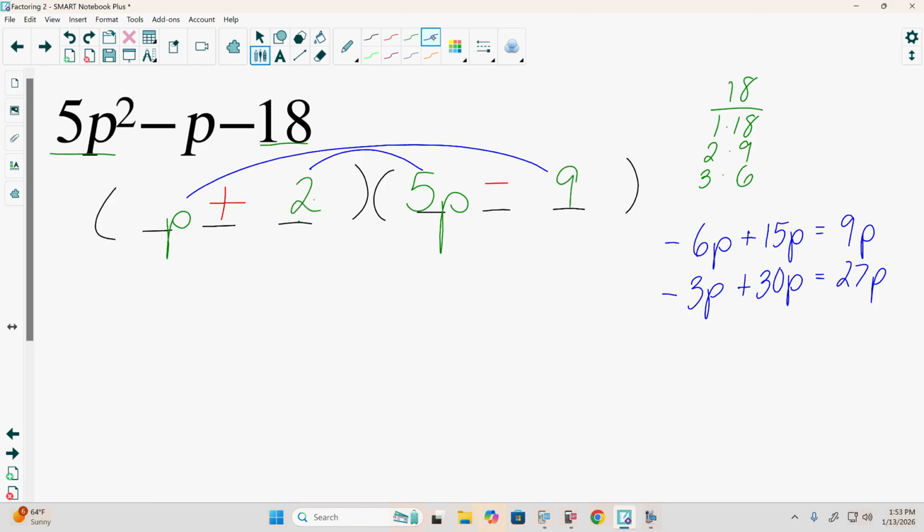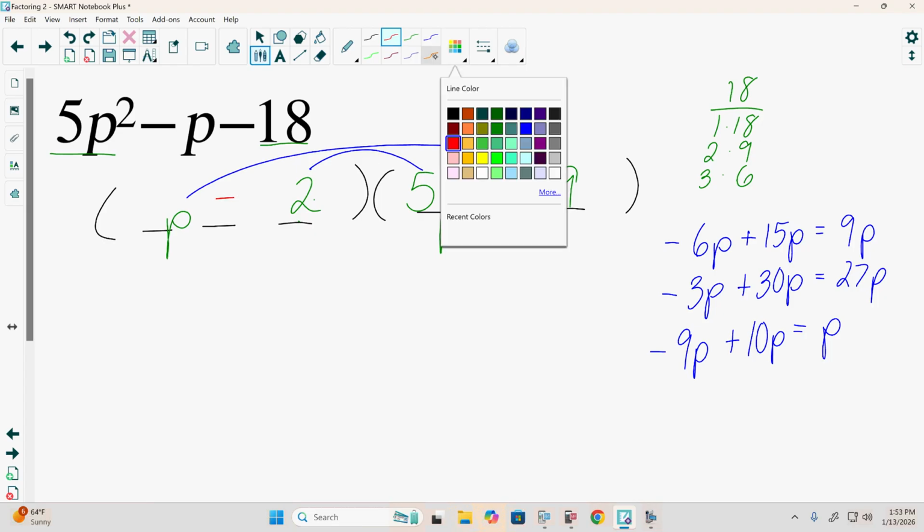So if we try this setup here, p times negative 9 is going to be negative 9p. Positive 2 times 5p is going to be positive 10p. Negative 9p plus 10p, negative 9 plus 10, is going to be positive 1p. So it is the correct number, but the wrong sign. So all we need to do is switch the signs.